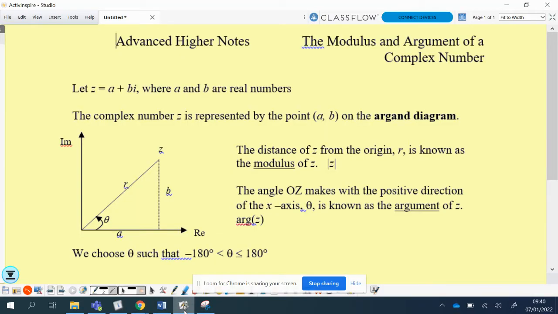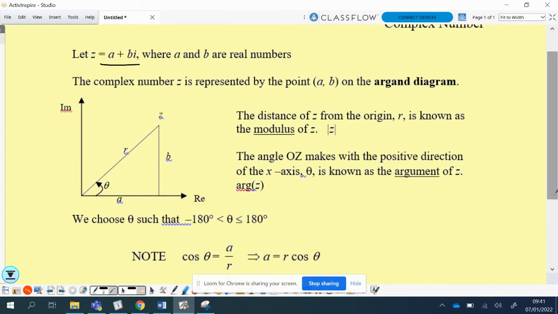Right, okay, so today in this video we're going to be looking at the modulus and argument of a complex number. Okay, so we've seen that complex numbers are written in the form a plus bi, where a and b are real numbers, and the complex number z is represented by the point (a, b) on an Argand diagram.